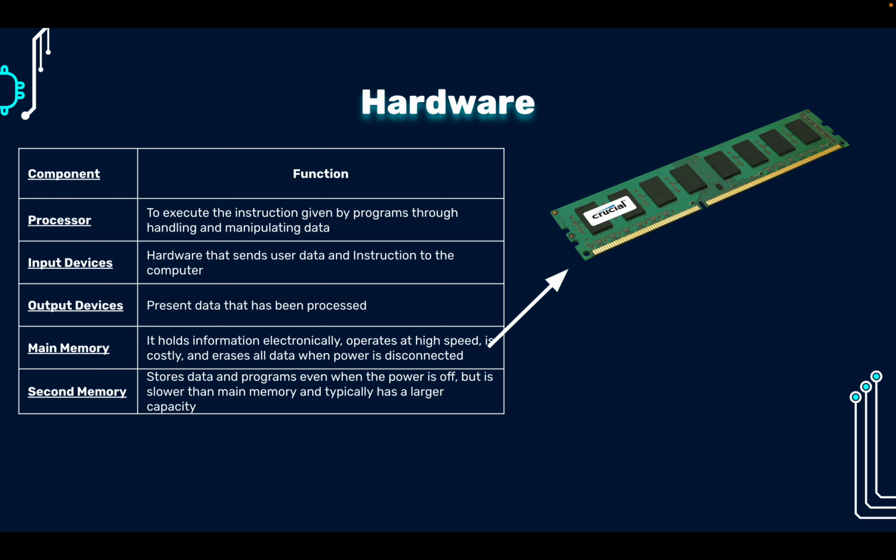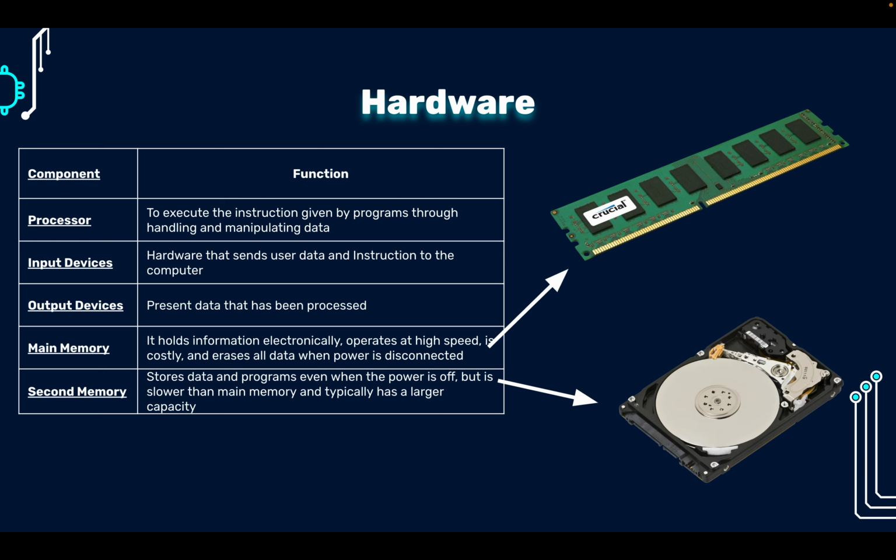In contrast, secondary storage is a high capacity persistent storage device, and the image shows us a hard disk drive. We call it HDD, which means you can save much more than the main memory, and when you turn off your computer, the data and files still remain.